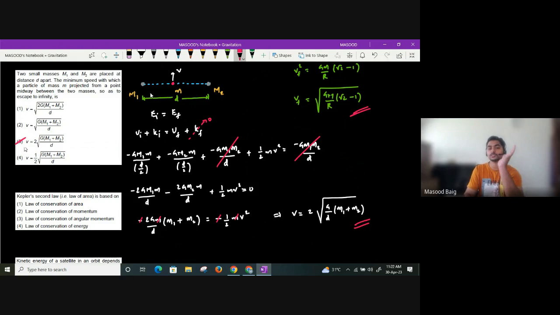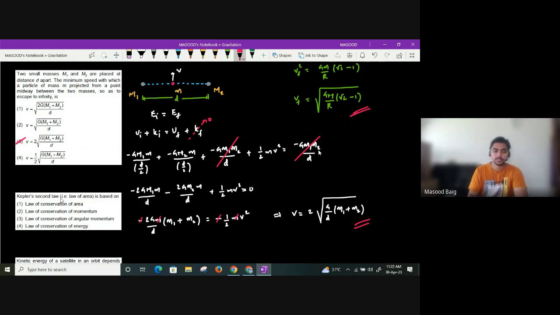See, very simple logic. Initially, you have 3 masses. So minus G m1 m by d by 2, minus G m2 m by d by 2, minus G m1 m2 by d. Finally, this mass has gone to infinity. So potential energy between these two masses at infinity will be 0, but there will be potential energy between m1 and m2. That is why I've written final potential energy as minus G m1 m2 by d. Understood, all of you? Very important case.